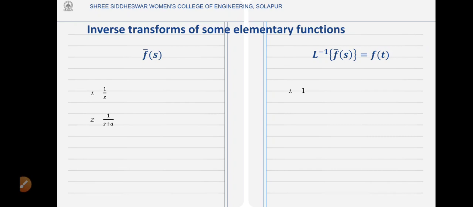Next, 1 upon s plus a. Its inverse LT is e raised to minus at. Next, 1 upon s minus a. Surely the answer is e raised to at. The next one is 1 upon s raised to n. Now see, here there will surely be two cases depending on the nature of the value of n. First case, if n is a fraction, then its inverse Laplace transform is t raised to n minus 1 divided by gamma n.